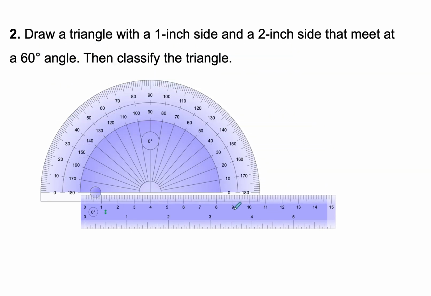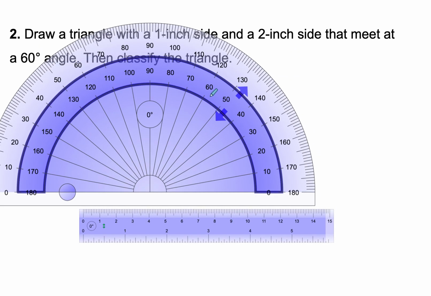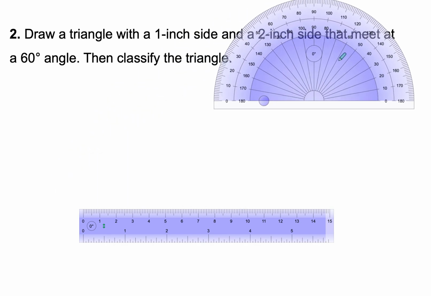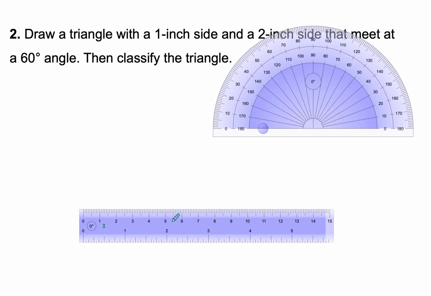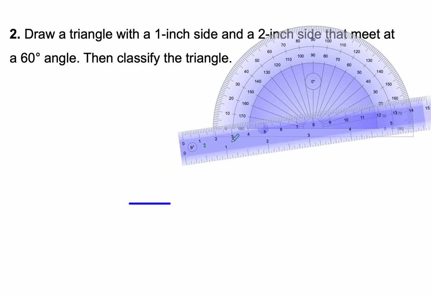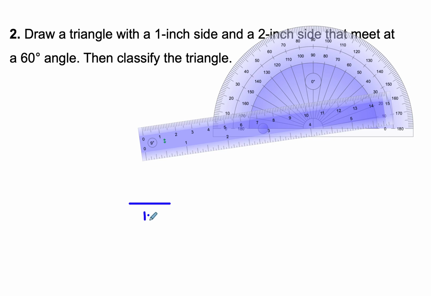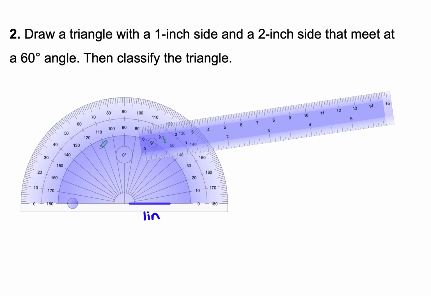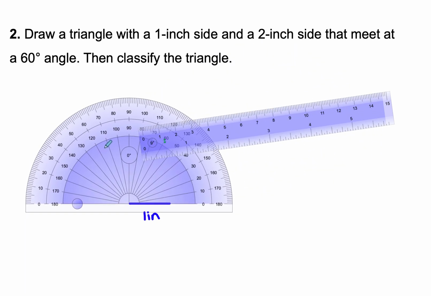All right, so let's go ahead and check our answers. So I've got a 1-inch side and a 2-inch side. So inches are on the bottom here. They're the bigger ones. 1-inch side. And the 2-inch side meets at a 60 degree angle.